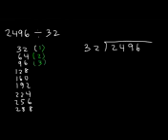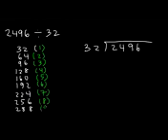32 times 3 is 96. 32 times 5 is 160. 32 times 7 is 224. 32 times 9 is 288. So you get the picture. Now using this, how many times does 32 go into 249? Well, 256 is greater than 249, so we can't use that.